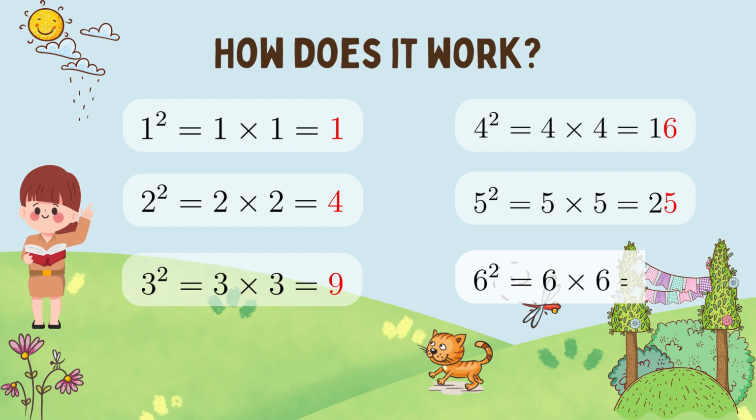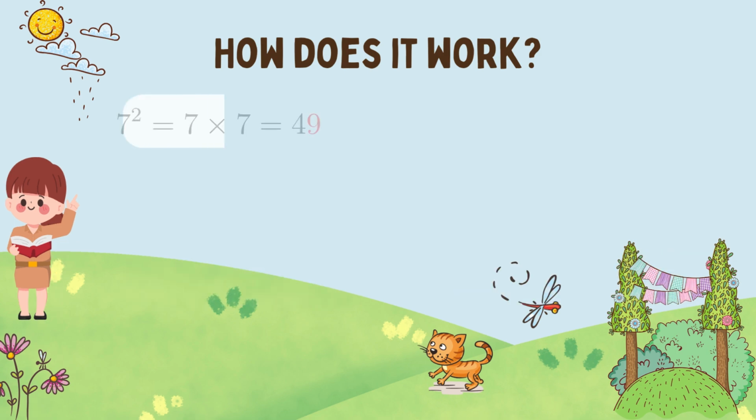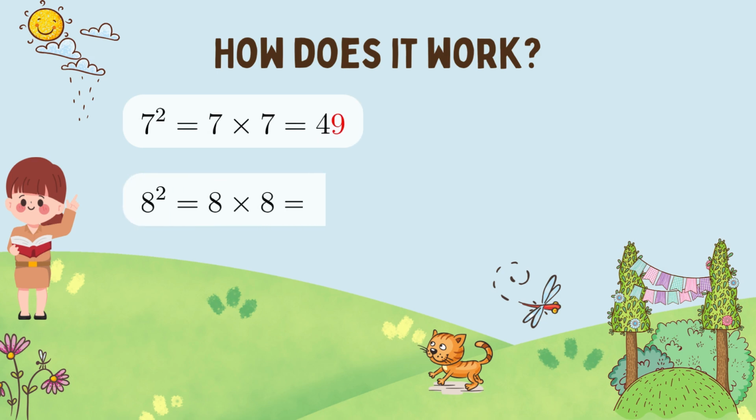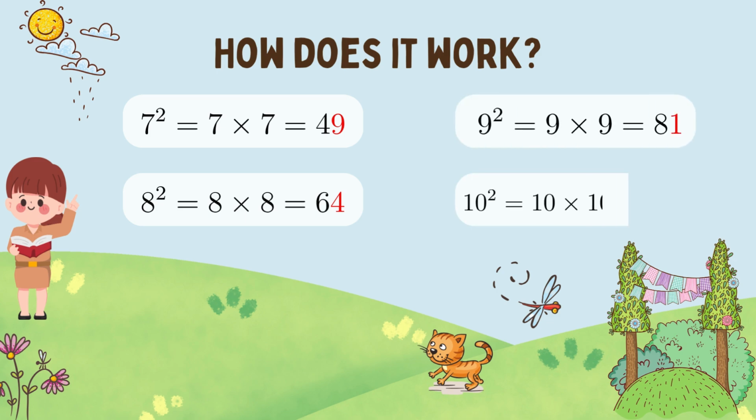6 squared means 6 times 6, and its value is 36. 7 squared means 7 times 7, and its value is 49. 8 squared means 8 times 8, and its value is 64. 9 squared means 9 times 9, and its value is 81. 10 squared means 10 times 10, and its value is 100.